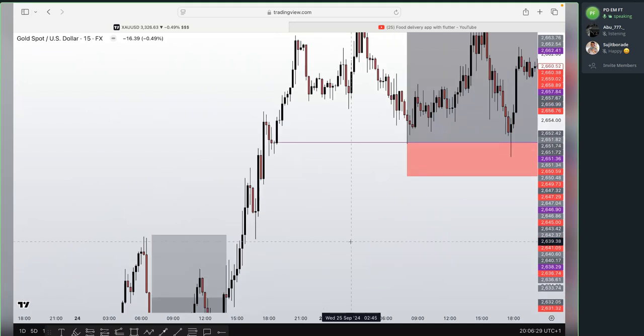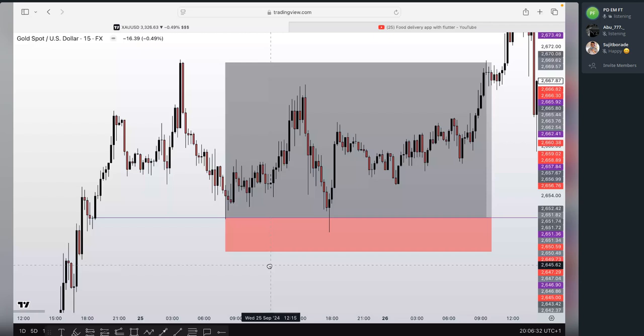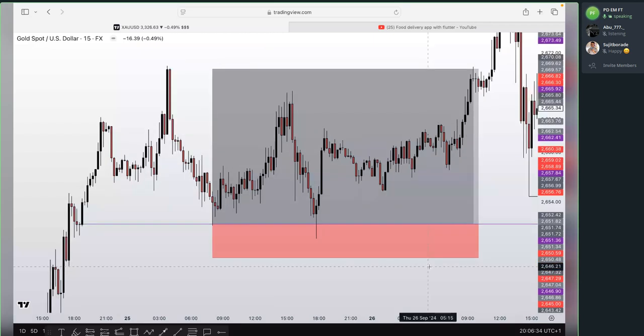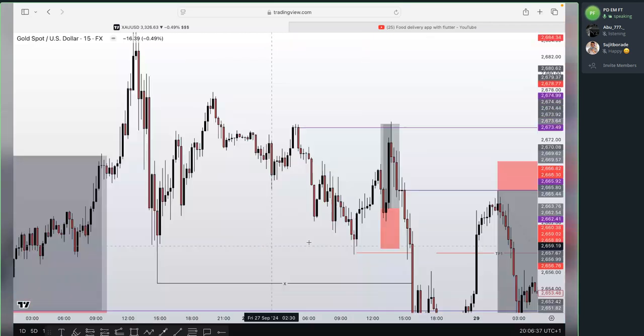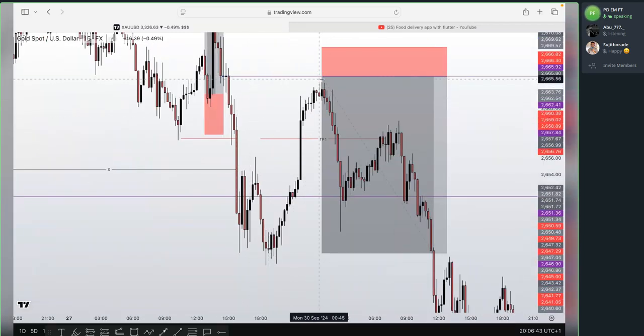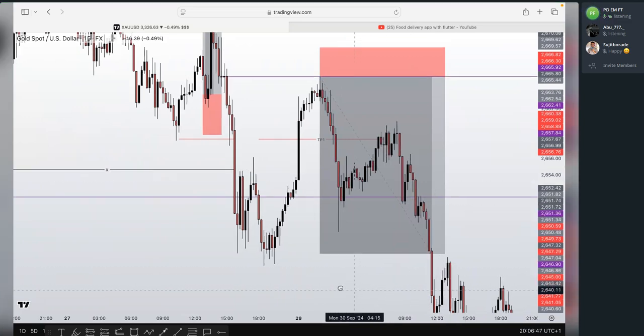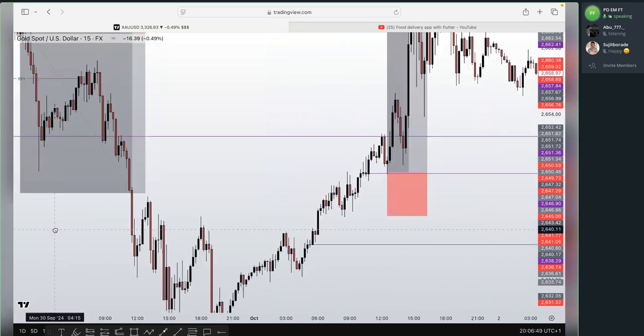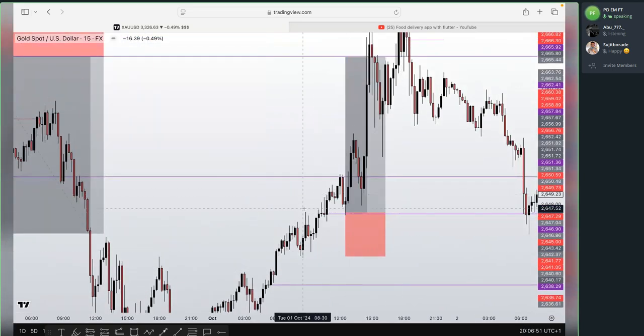Here's another one. This is for this. Another one for this. Look at this entry now. Just tap and reverse. Zero drawdown. This is another example. This is the doji.